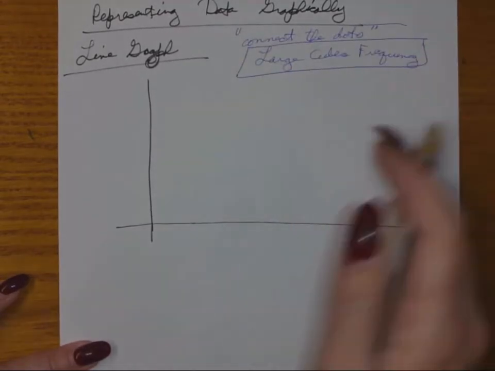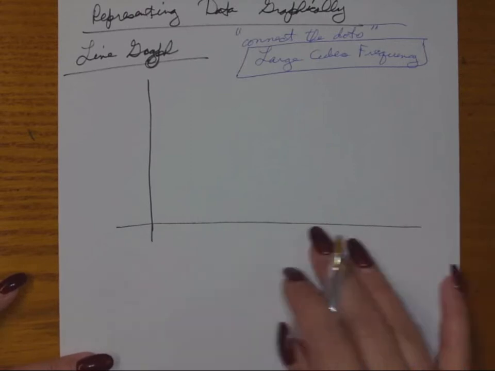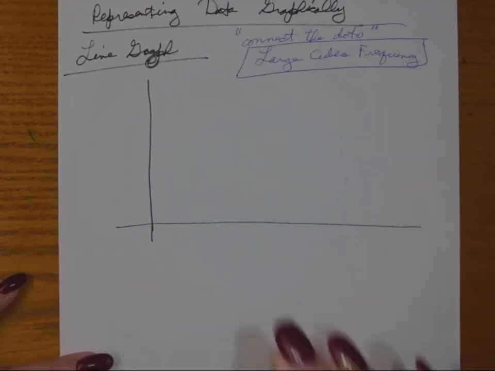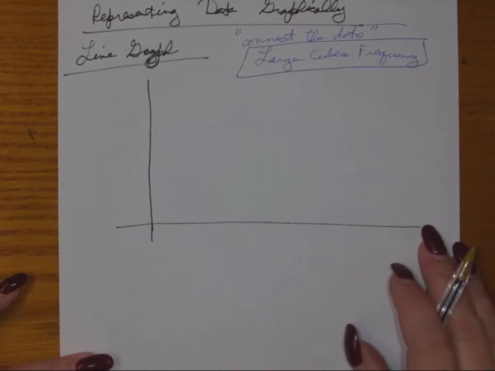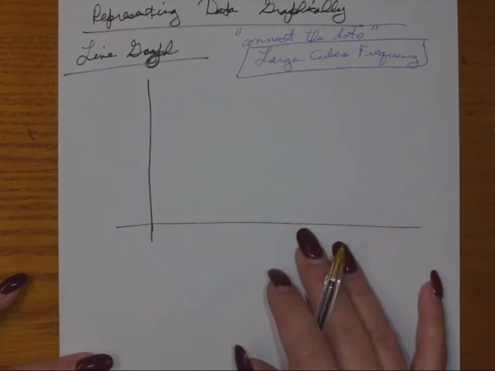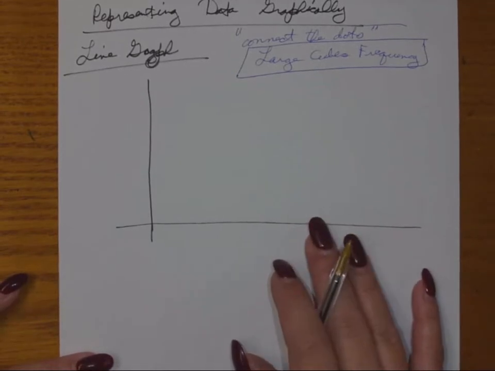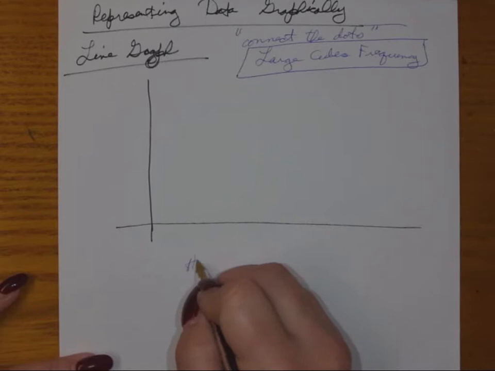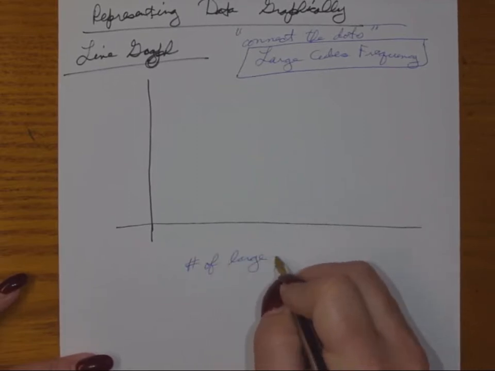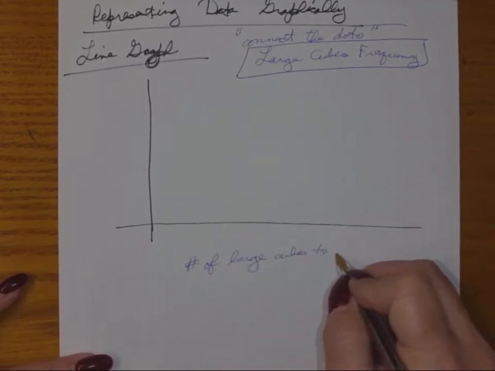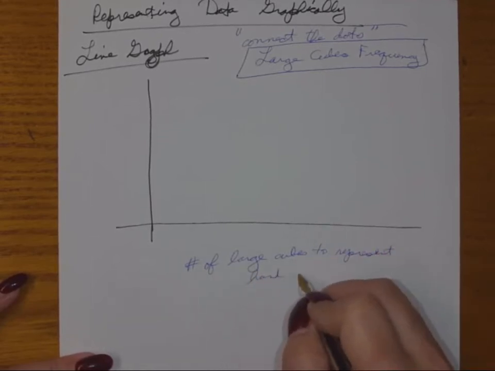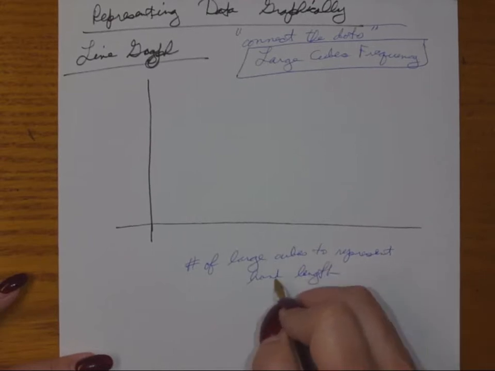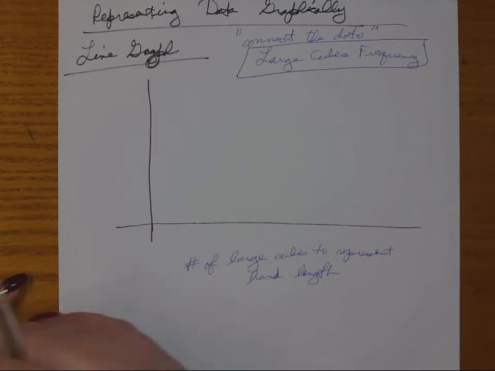Okay. So down here, I need to talk about the independent variable. And normally, the bottom one here, the horizontal axis, is normally the independent variable. And I say normally because sometimes people twist them or turn them or whatever. But for our purposes, I'm going to call this the number of large cubes to represent your hand length. And like I said, give yourself just a tiny bit of space between the axis and where your label is, because we're going to have to put some numbers in there.